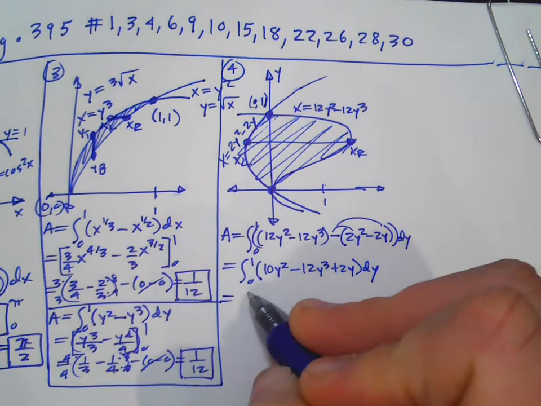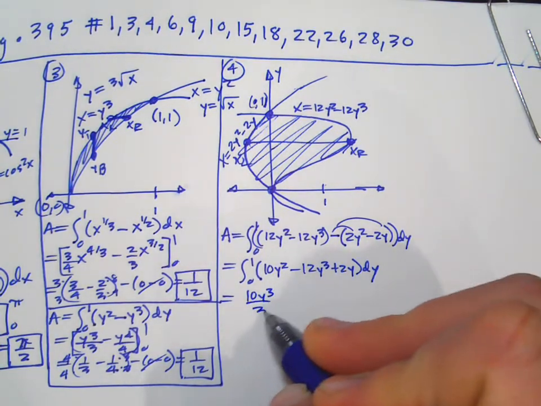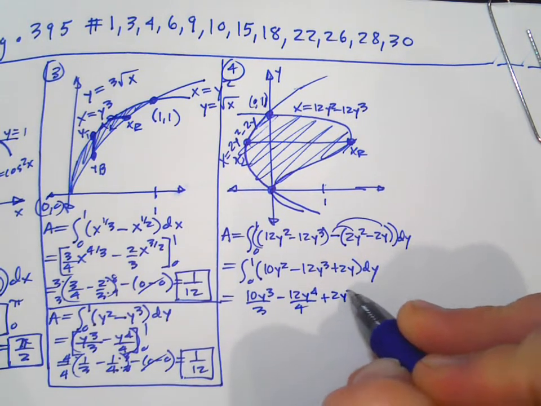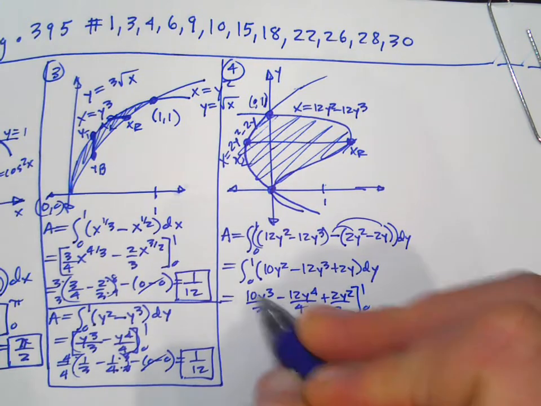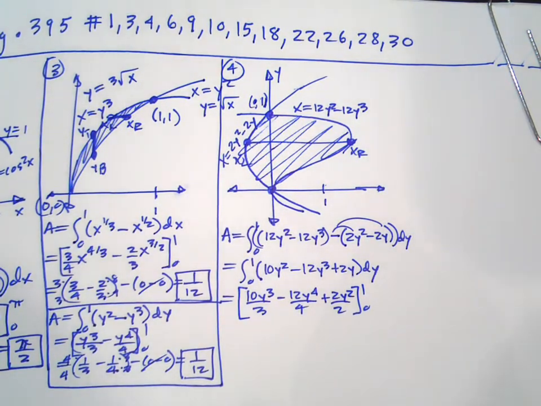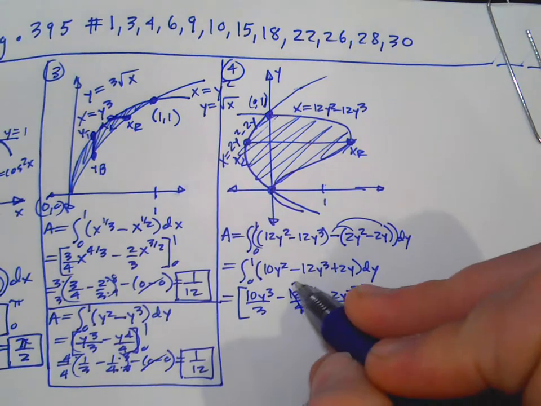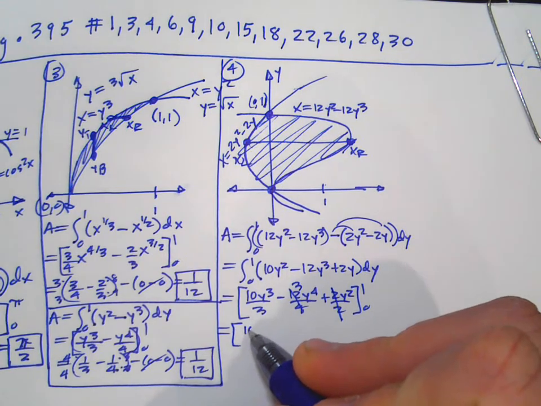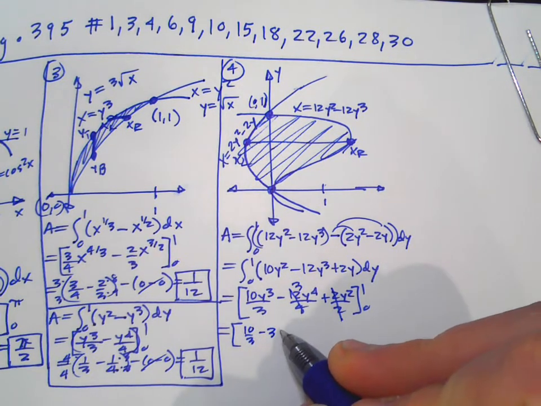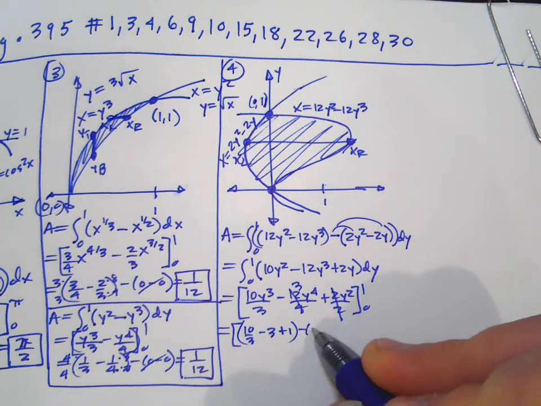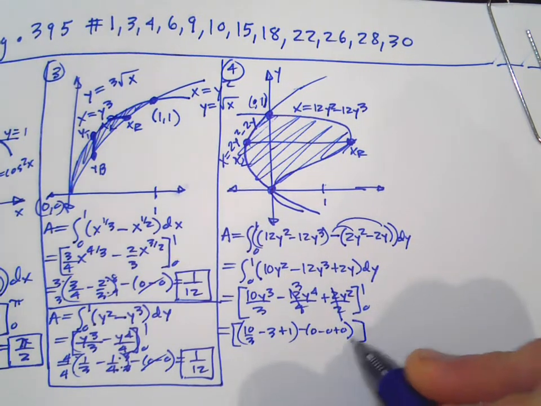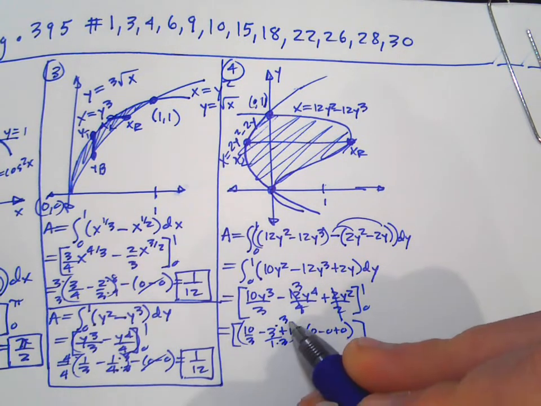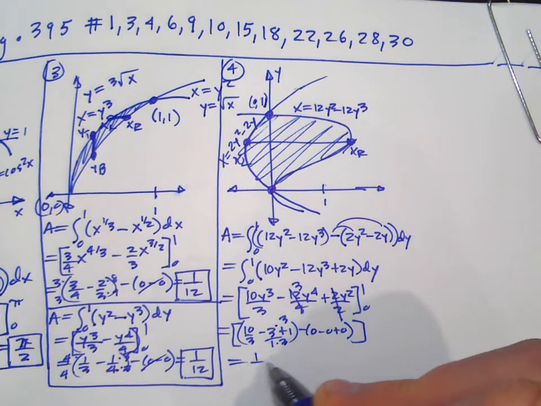So the antiderivative is going to be 10y cubed over 3 minus 12y to the fourth over 4 plus 2y squared over 2. That's going to be a 3. The 2's reduce. So when you plug 1 in, you're going to get 10/3 minus 3 plus 1. Plug 0 in, you're going to get 0 minus 0 plus 0. So the least common denominator would be 3. So it's going to be 10/3 minus 9/3, which is 1/3.